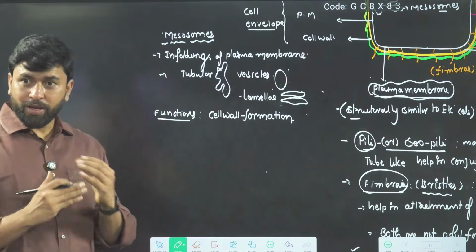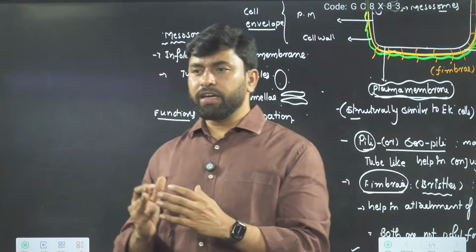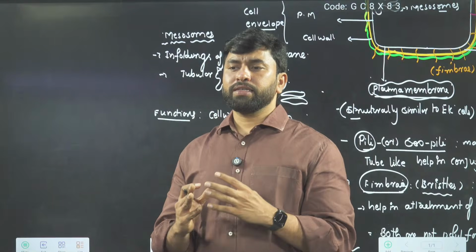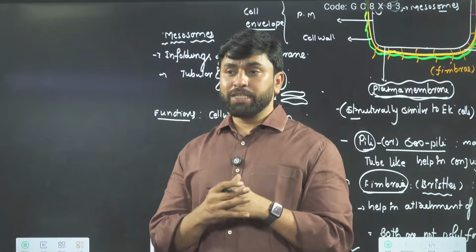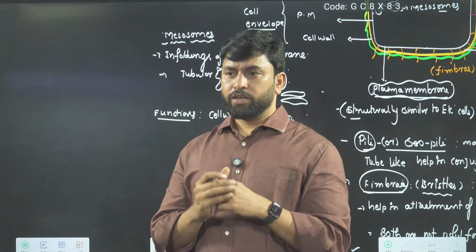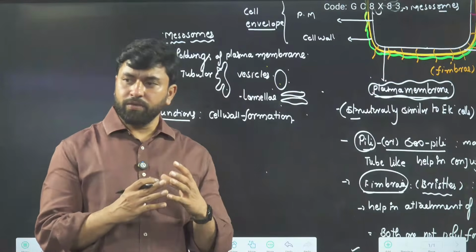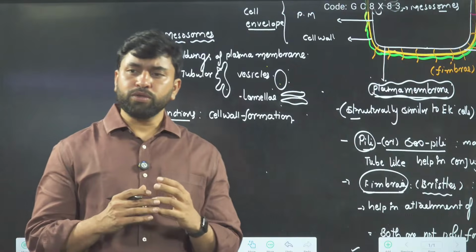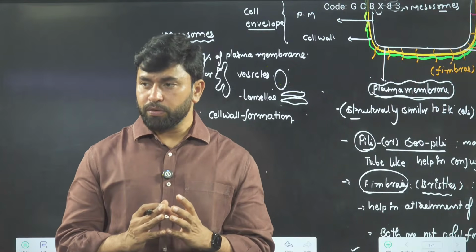Next one. Now compare this. If you recall, what was the cell organelle in a eukaryotic cell, especially a plant cell, responsible for cell wall formation? That was the Golgi complex. The Golgi complex in a eukaryotic cell will help in cell wall formation, and in a prokaryotic cell, mesosomes are responsible for the same cell wall composition.